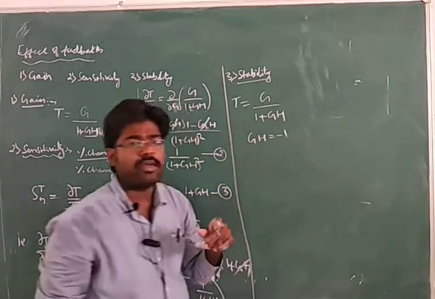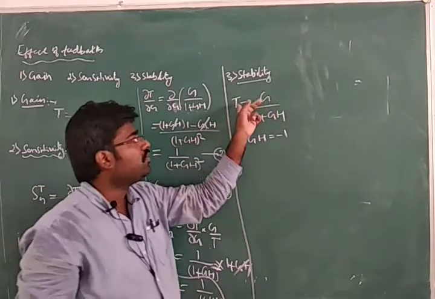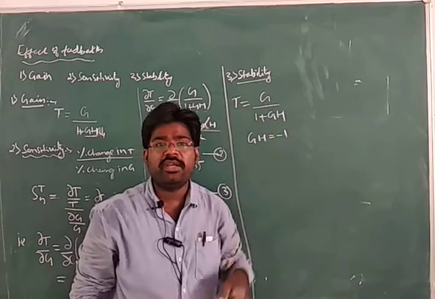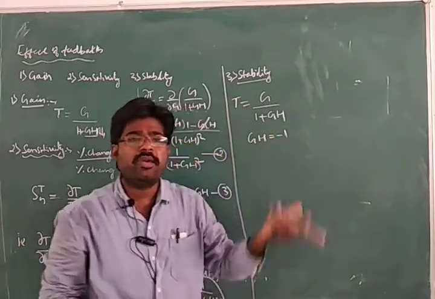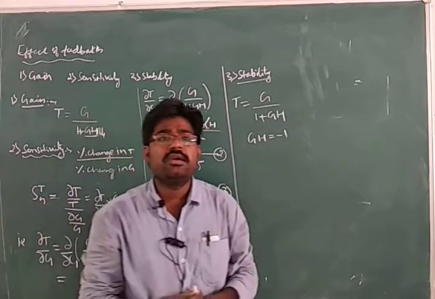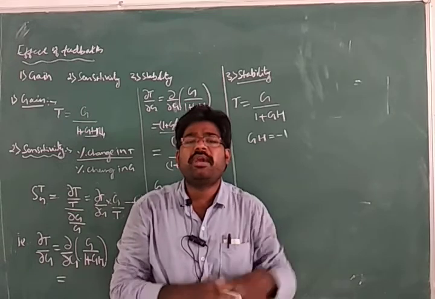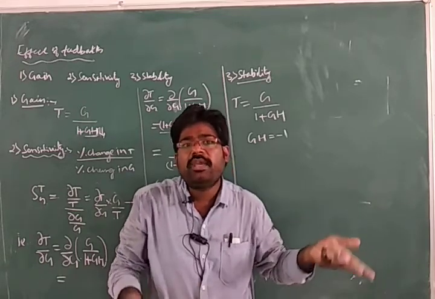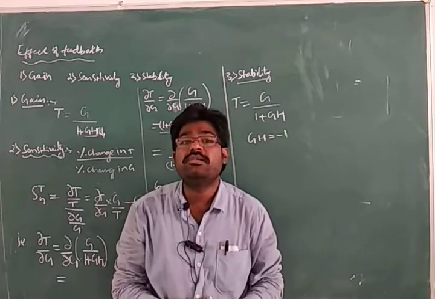minus 1, what happens? What happens to this gain, or to the overall transfer function? It becomes infinity. Infinity means the output will not be in our control. The system behaves in such a way that we cannot control it. It becomes uncontrollable. Then we cannot achieve stability. We cannot achieve the stable state of the system.